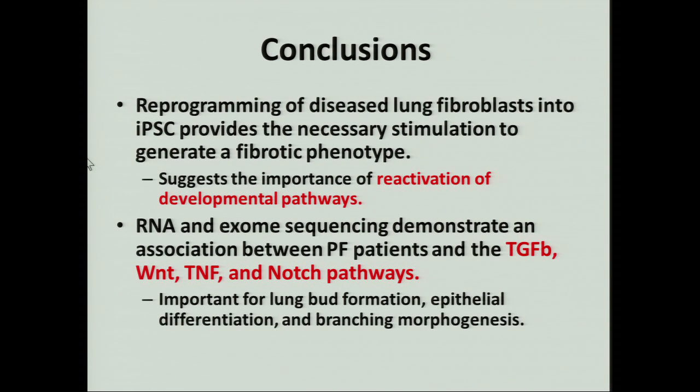We conclude that reprogramming of diseased lung fibroblasts into iPSC provides a necessary stimulation to generate a fibrotic phenotype, suggesting the importance of reactivation of developmental pathways. RNA and exome sequencing demonstrate an association between PF patients and the TGF-beta, Wnt, TNF, and Notch pathways, which are known to be important for lung bud formation, epithelial differentiation, and branching morphogenesis.